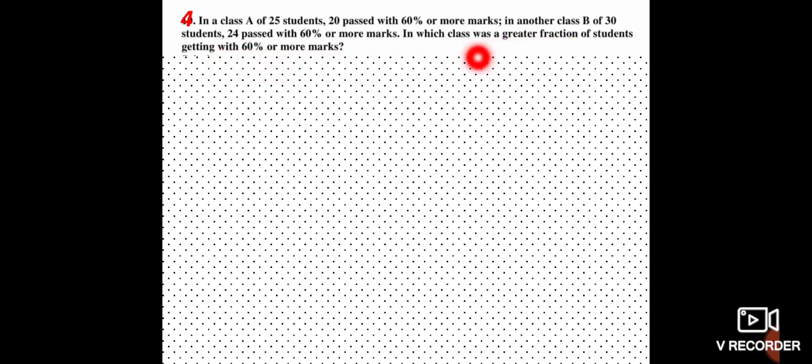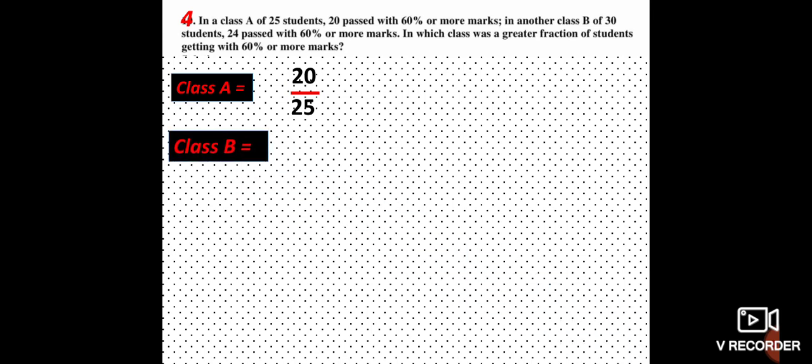Greater fraction. So here we have to find which fraction is greater. First we write the fractions of class A and class B. Class A means 20 out of 25, that is 20 by 25. Class B means 24 out of 30, that is 24 by 30. These are the two fractions.